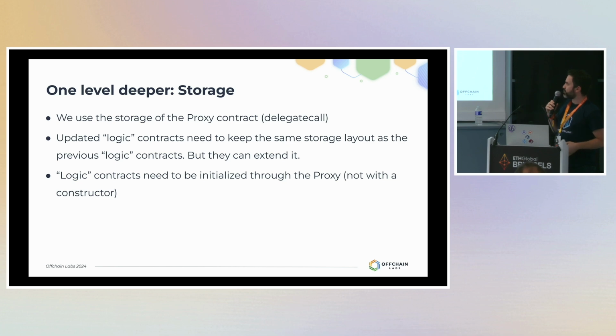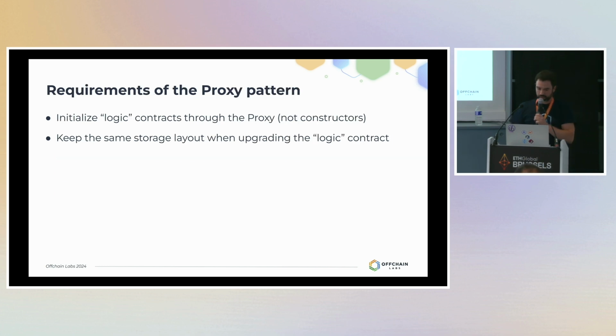And the other thing to keep in mind is that logic contracts shouldn't be initialized with a constructor, because if we are modifying the storage in the logic contract directly, we are not modifying the storage of the proxy, right? So what we usually do is initialize the contract. In the case of an ERC20, we set the name and the symbol, for example, from a special initialization function that we call from the proxy.